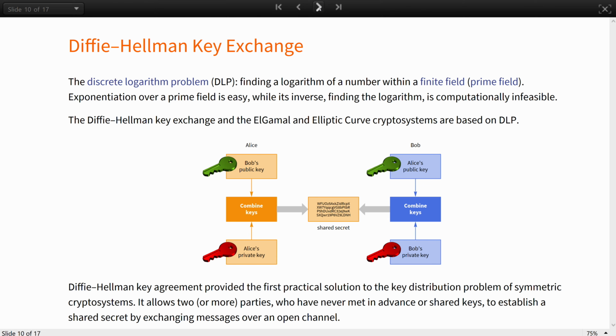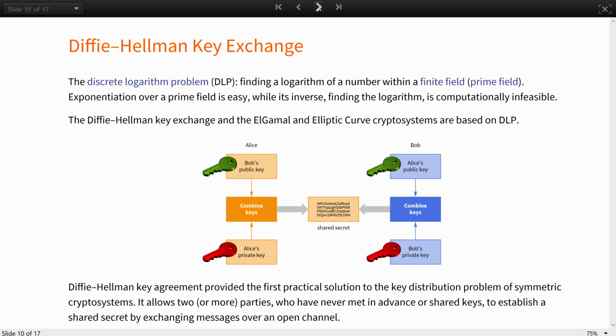Several asymmetric cryptosystems in general use today are based on this problem. The Diffie-Hellman key exchange, the ElGamal, and the elliptic curve cryptosystems, for instance. This section will introduce you to the discrete logarithm problem through the Diffie-Hellman algorithm.